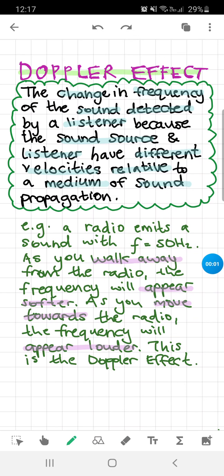Hey guys, today I'm going to teach you everything you need to know about the Doppler effect, including simultaneous equations. But before we get ahead of ourselves, I just want to explain a few things. So here I've written the definition of the Doppler effect, and this is straight from your exam guideline.